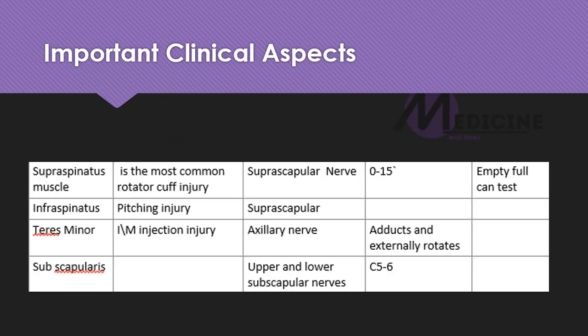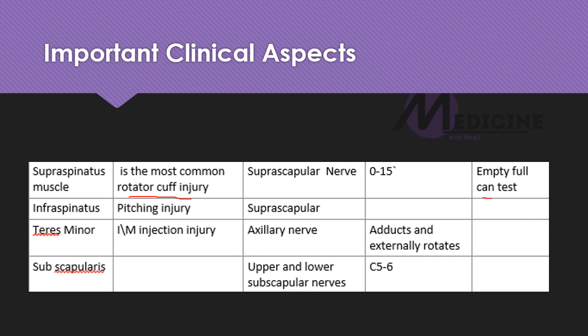Some important clinical aspects of rotator cuff muscles. Supraspinatus muscle is the most commonly injured rotator cuff muscle. So if a patient comes to you with a rotator cuff injury, suspect supraspinatus muscle. And there's a test for checking the supraspinatus muscle integrity called the empty can test.